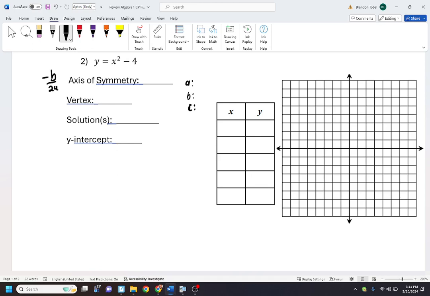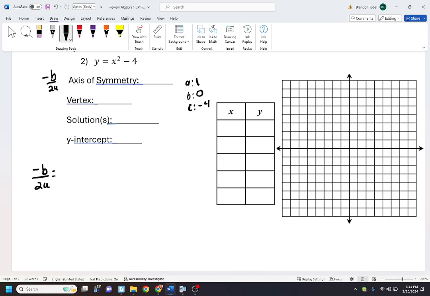Okay. All right. So I'm going to do my ABCs. A in this case is 1. A is 1, B is 0, and C is negative 4. Wonderful. Okay. So we're going to do the axis of symmetry, which is negative b over 2a.